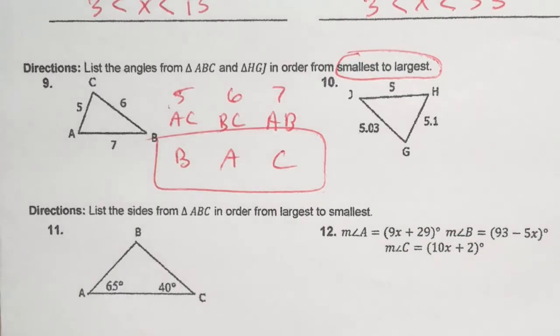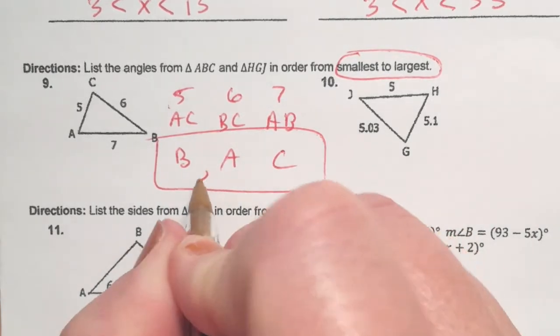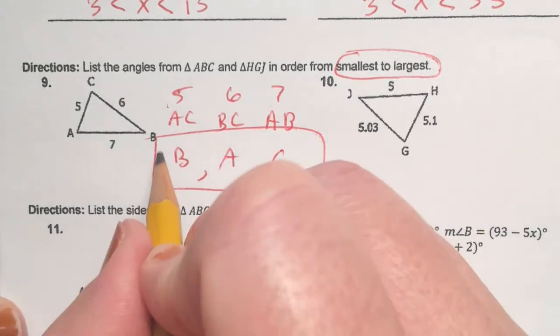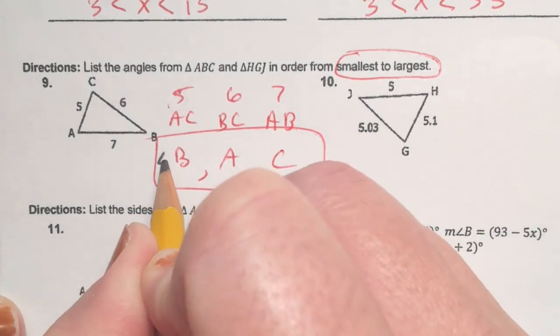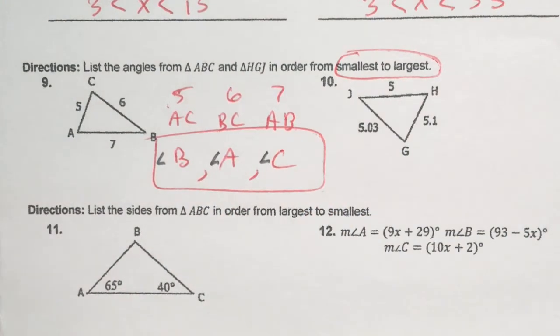That's the answer. So you can just give me B, A, C as your final answer with little commas right there. Or you can see there's supposed to be angles here, but you don't. If you just give me B, A, C, I'm happy. So B, comma, A, comma, C, comma.